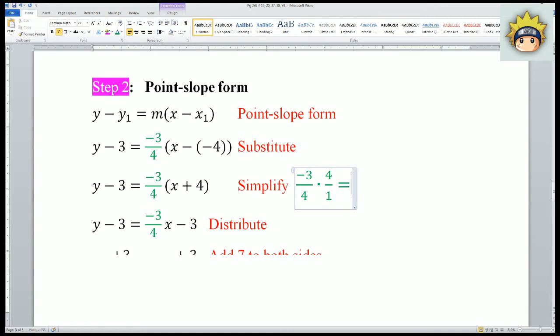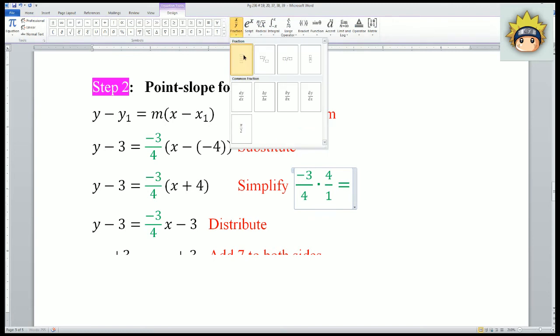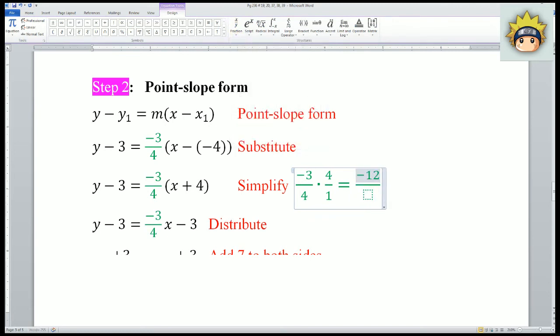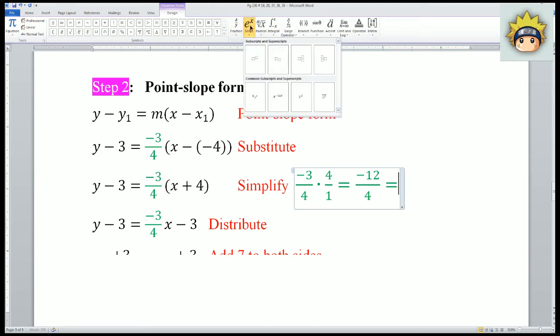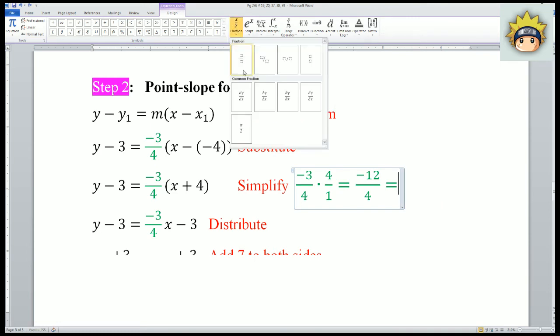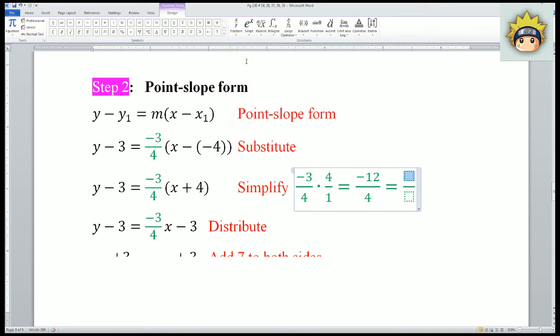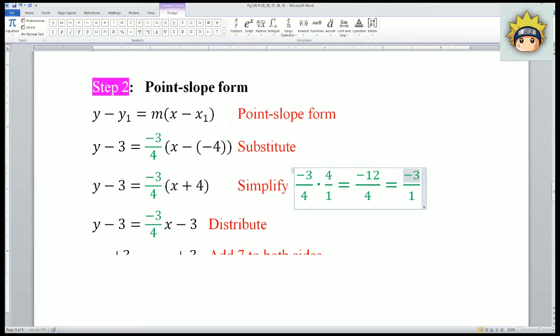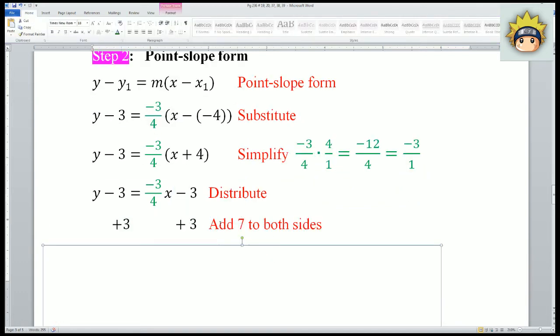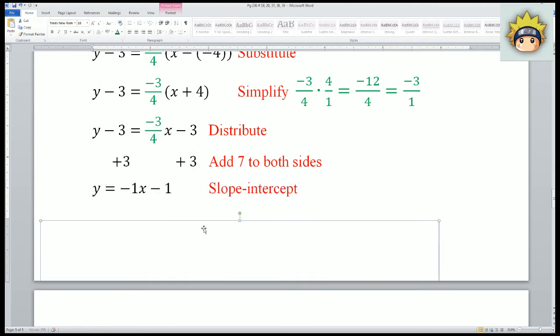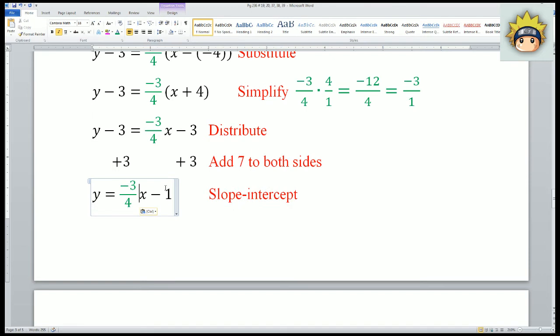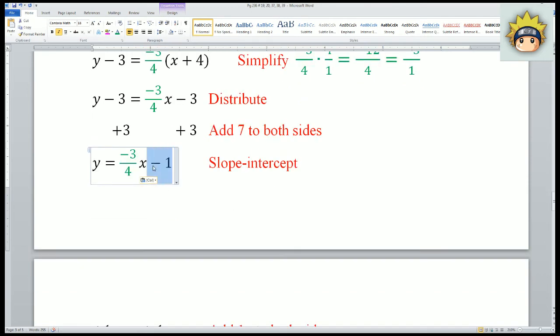Let me show you. Negative 12 over 4, which is simplified into negative 3 over 1. You see how I got the negative 3 here? Good. Next, I want to add 3 to both sides. Add 3 to both sides. You should see something like this. This becomes a 0.